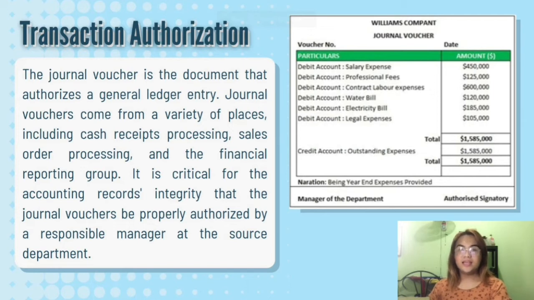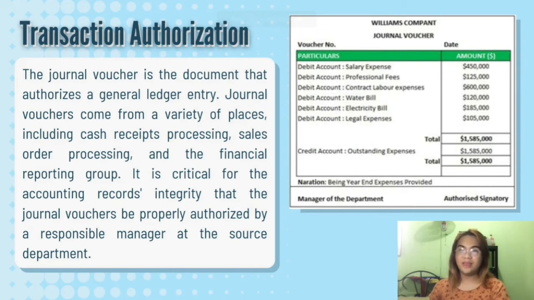So what is a journal voucher? Ang journal voucher ay ginagamit para i-process yung current accounting entries, allocations, and corrections na hindi pwedeng i-process through other means of entry into the financial system. The journal voucher is the document that authorizes a general ledger entry. Journal vouchers come from a variety of places including cash receipts processing, sales order processing, and the financial reporting group.